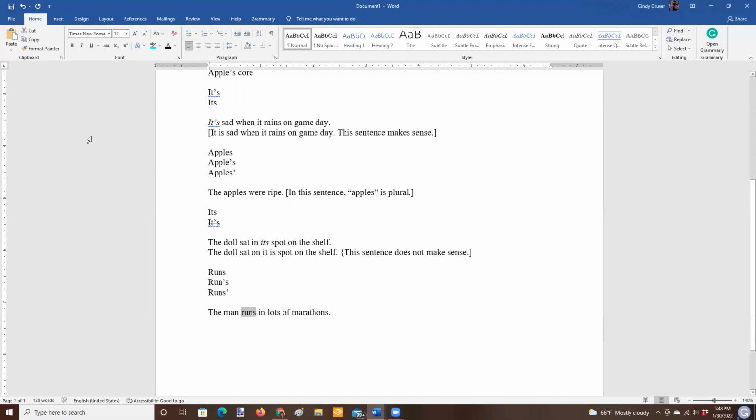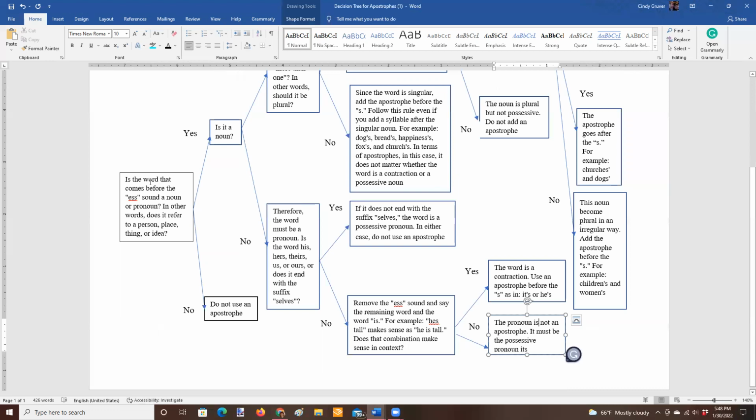So this is the first word we're evaluating. We're going to start at the beginning. Is the word that comes before the S sound a noun or pronoun? Well, run can be a noun or a verb. For example, I run to the grocery store. That's a verb. The activity I'm doing is running, even though I'm probably not literally running. That's an idiomatic expression we have to mean I'm making a quick trip to the grocery store. But we can also say I went on a 4-mile run. Well, that's a noun in that situation.